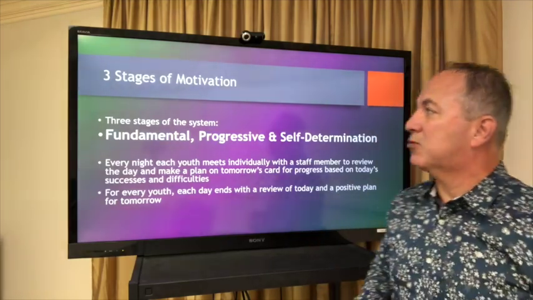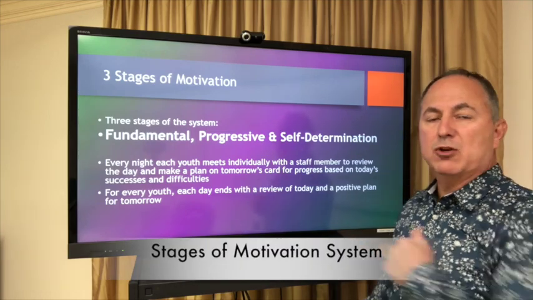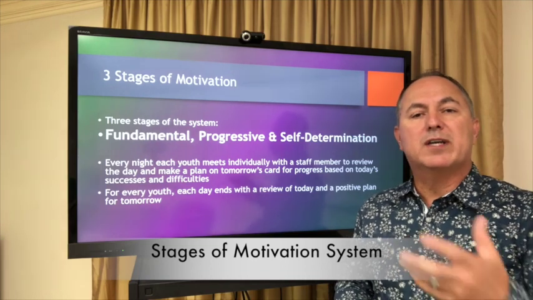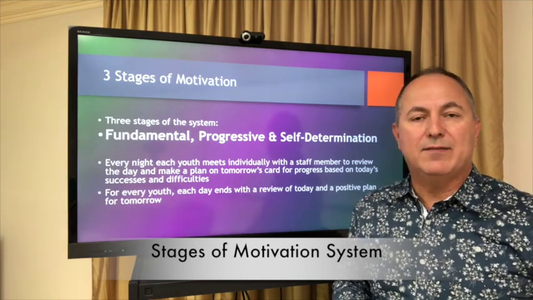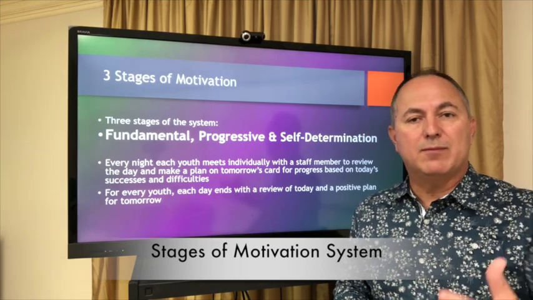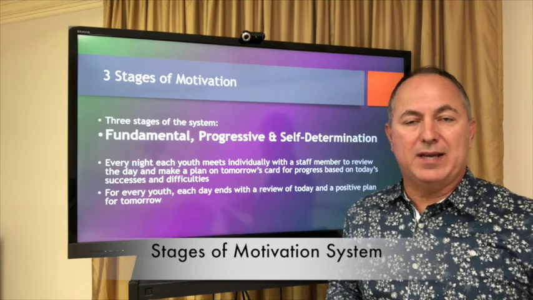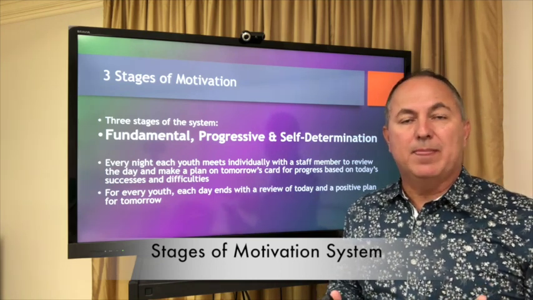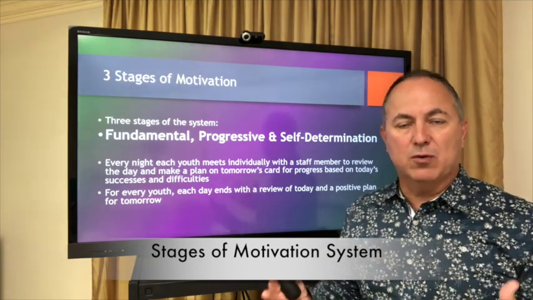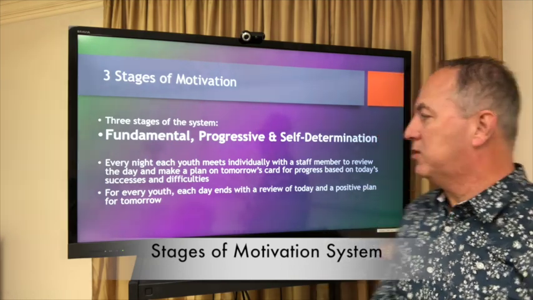So let's first do a brief overview of the stages of our motivation system. Our motivation system has 3 stages: fundamental, progressive, and self-determination. The key thing to remember is that every night the youth has a recognition conference with the staff to review their progress, look at their signature card, add up the signatures they've earned, those positives and correctives, and review that day to see where they stand, and also to help them plan for a successful day for the next day. That recognition conference is very important, and the signature card is a key part of it with the motivation system.